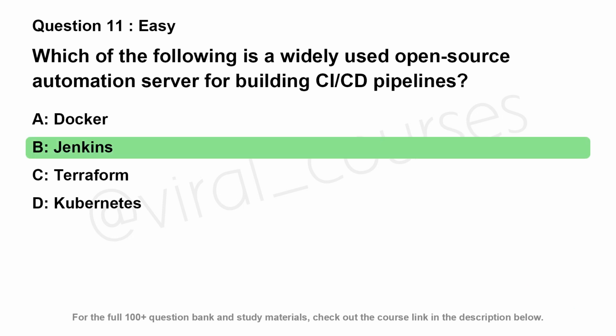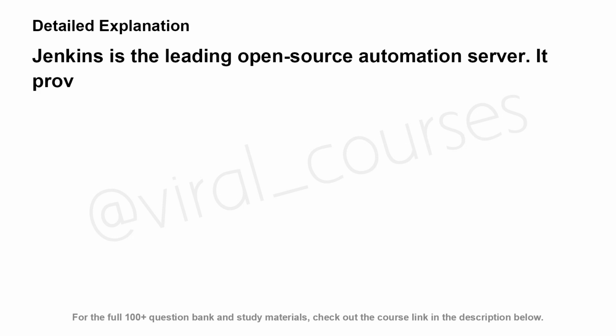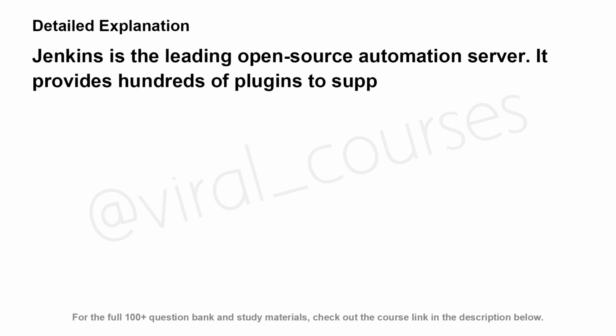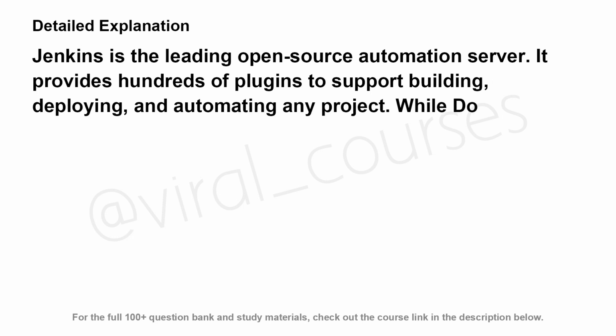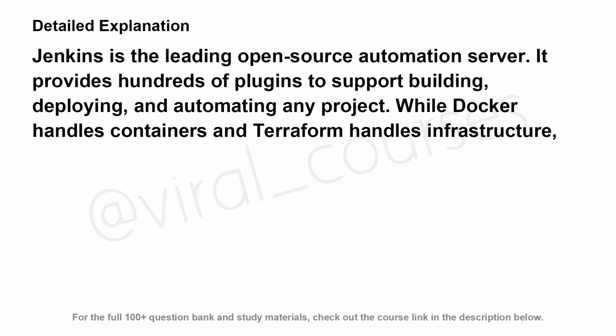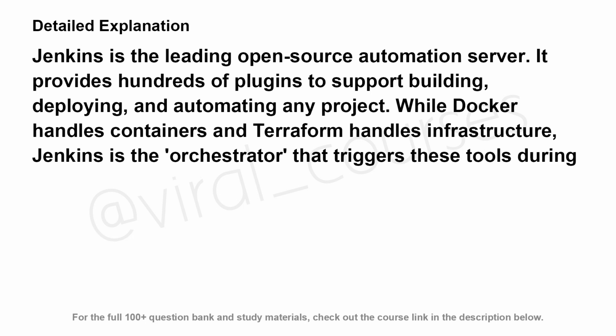The correct answer is B. Jenkins is the leading open-source automation server. It provides hundreds of plugins to support building, deploying, and automating any project, while Docker handles containers and Terraform handles infrastructure. Jenkins is the orchestrator that triggers these tools during the build and release process.